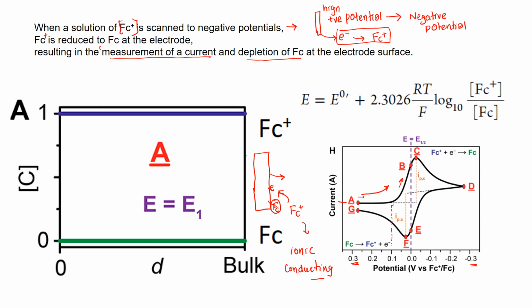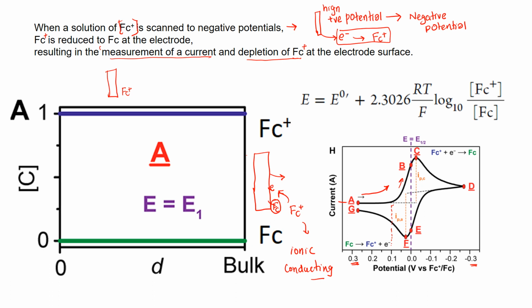Now, this is not Fc, this is Fc plus. So Fc plus at the electrode. Now what happens in the electrode? Let us take this case. See, this is our electrode, and near this region there will be Fc plus.